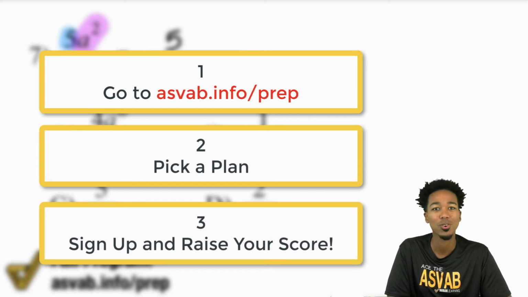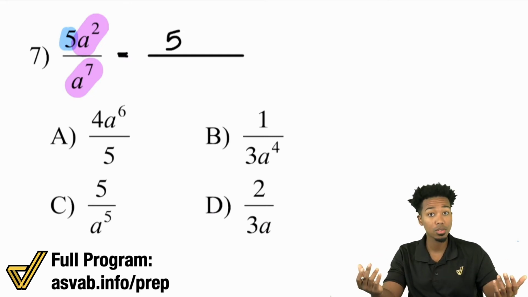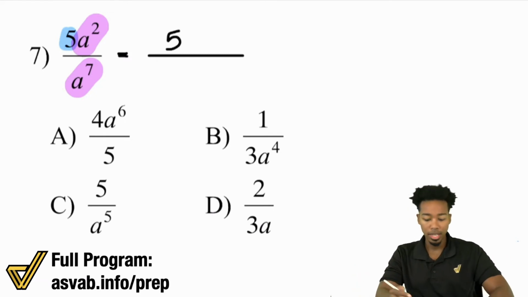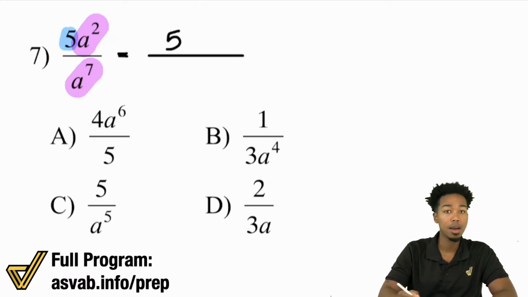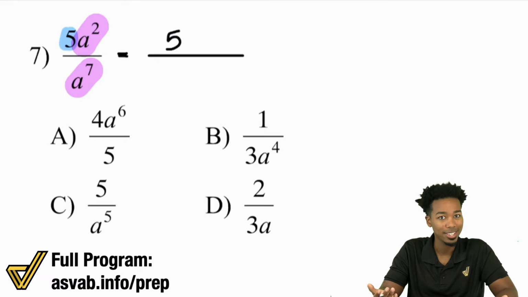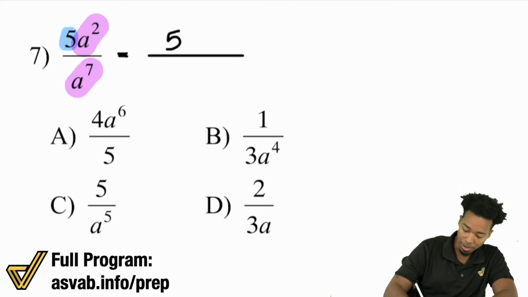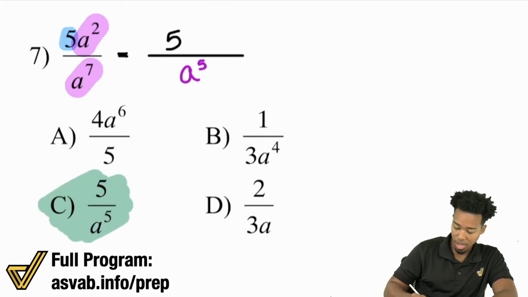Let's get back to raising our scores. So remember, what you're doing is essentially taking the difference of those exponents and then leaving the power where there were more, because that's where the leftovers are going to be. If you have seven on the bottom and two up top, two of those are going to cancel on the top and the bottom. That's why you subtract. Seven minus two is five, and you're going to have five left on the bottom: a to the power of five. So it'll be right here, C, 5 over a to the power of 5.